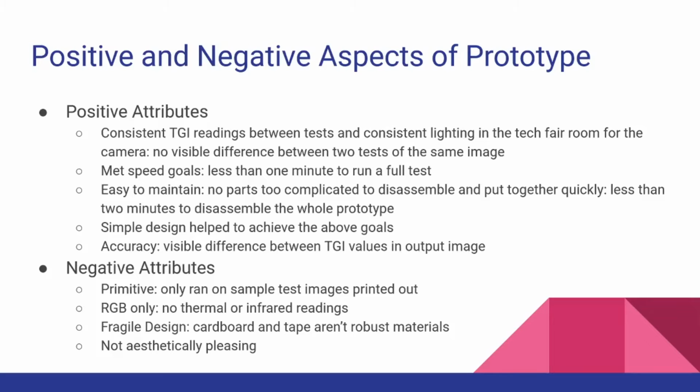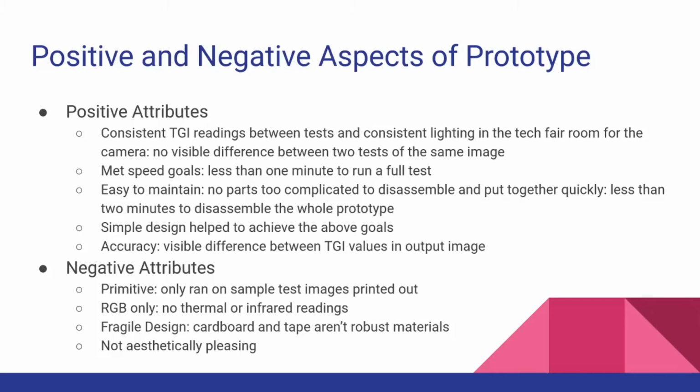The negative aspects of our prototype mostly stemmed from the simple design that made our prototype easy to maintain. For example, our design was very primitive and only ran on sample test images that we printed out on pieces of paper. This is not very practical in real life when you have to, instead of using test images, actually go out and take pictures of real crops, which we were not able to do.